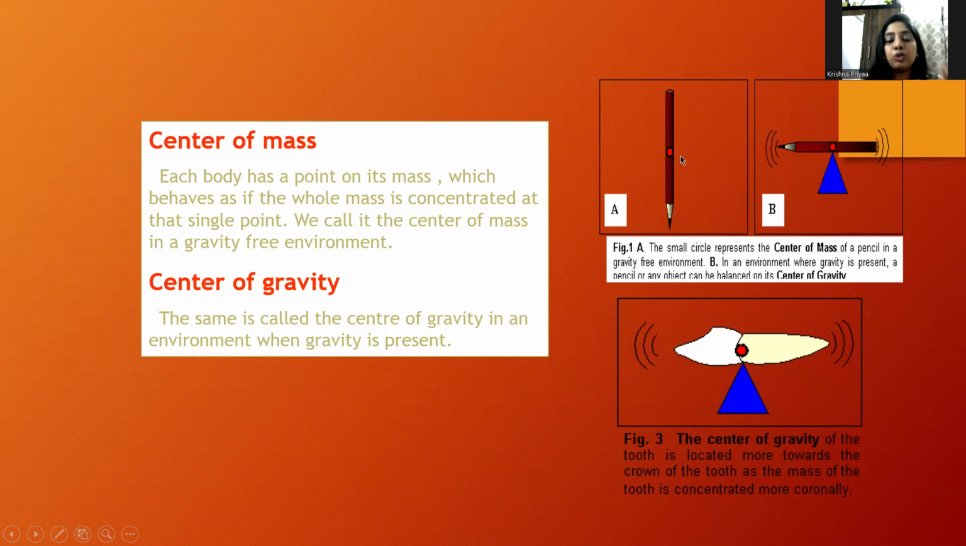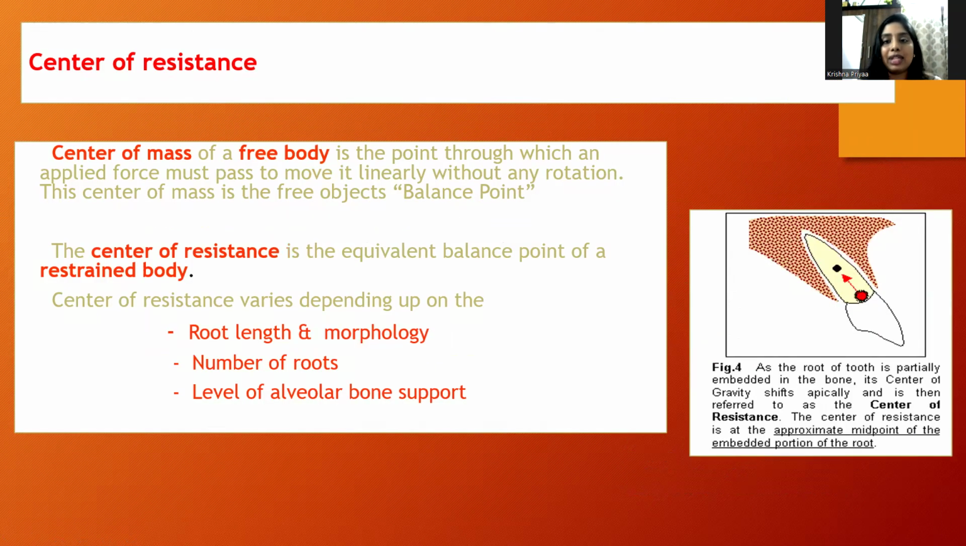That means each body has its mass concentrated at one point, which is actually its center. It may not be the center of an object entirely because not all objects are symmetrical, but a center of mass is a point which would be balanced, right? What is the center of gravity? The same is called the center of gravity in an environment wherein the gravity is present, like on Earth. Here, I think you can see the pencil example, which is very, very simple.